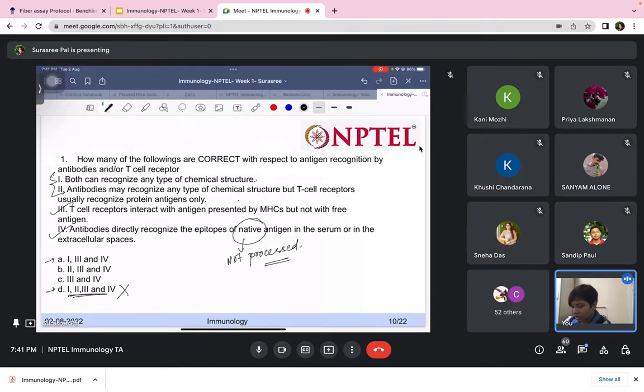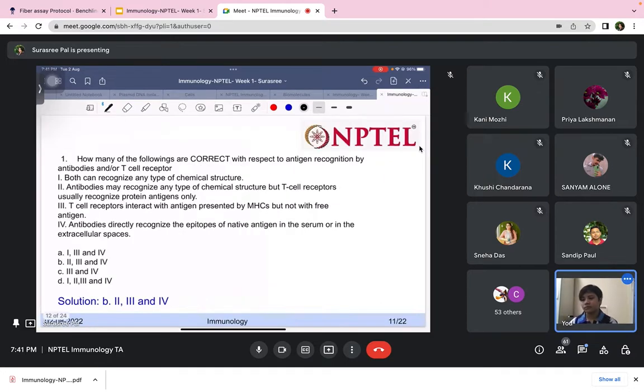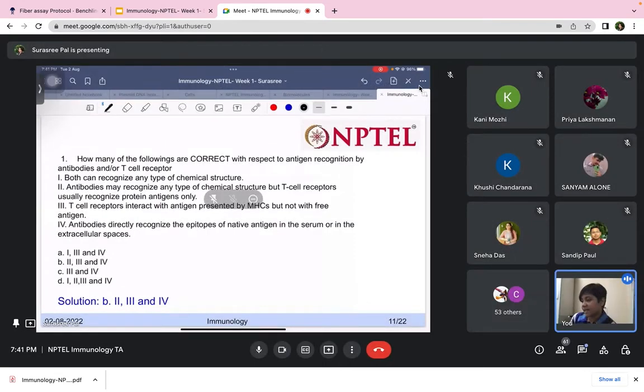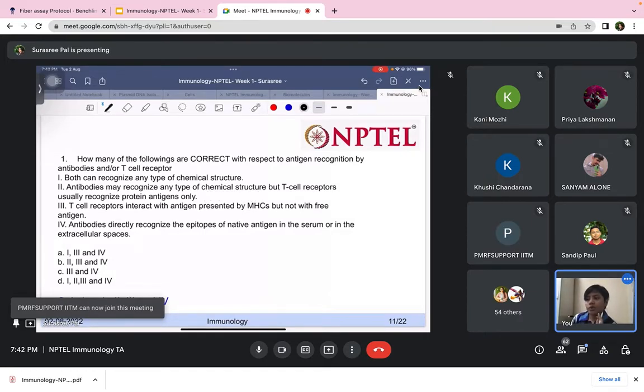Will it be only 3 and 4, or 2, 3 and 4, or 1, 3 and 4? The correct answer is B. So all of you who wrote B, you are correct. Option A is wrong only in the first statement, that both can recognize any type of chemical structure. That is wrong. TCRs can only recognize protein antigens, whereas antibodies can recognize any type of chemical structure. So those who have answered B, you are correct.